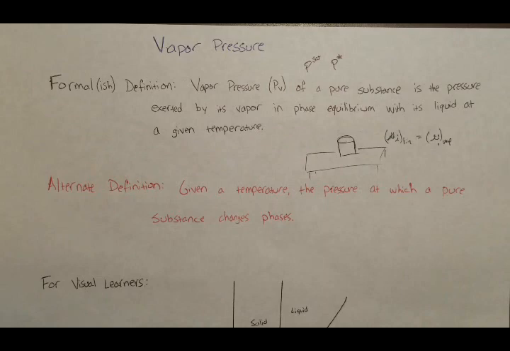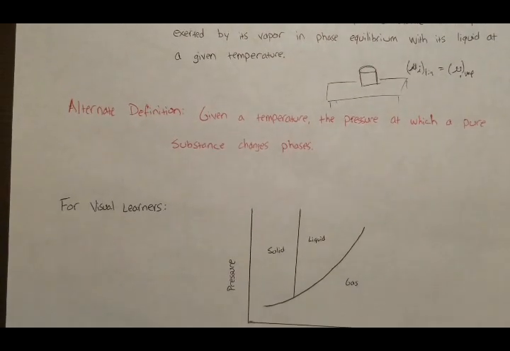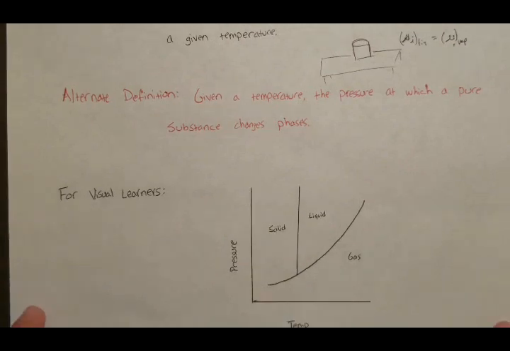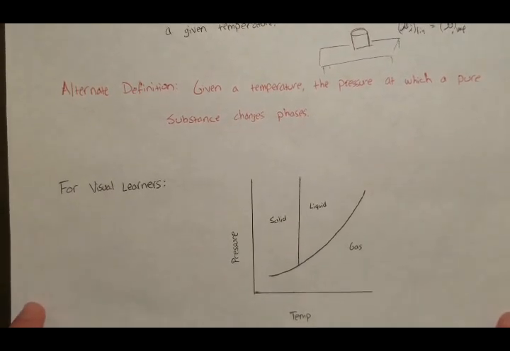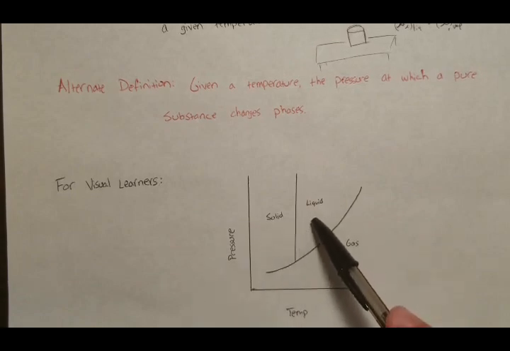And so if that didn't work for you, maybe you're a visual learner. For visual learners, we also included a chart which is very helpful. This chart is the pressure and temperature plotted against each other with the phases shown as solid, liquid, and gas.